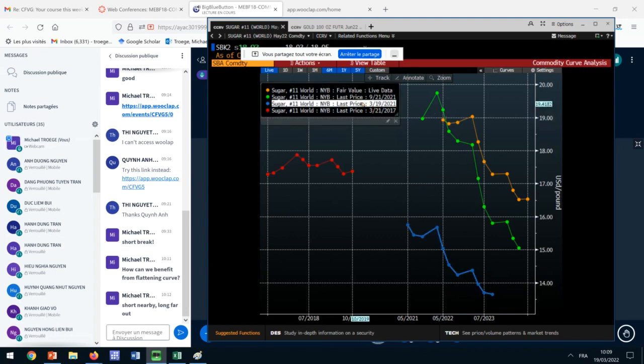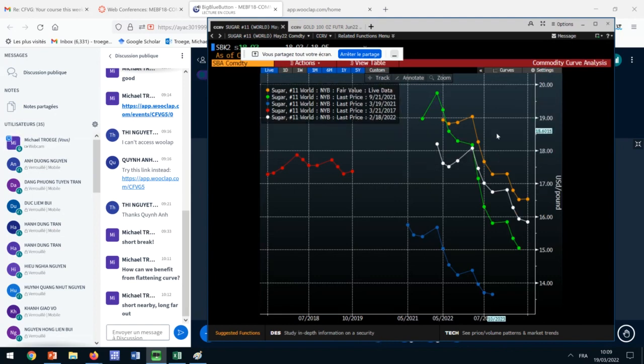Actually since last, no, this is 6 months ago. Let's do another one. Actually, the shape has already flattened a little bit. Now we want to place a bet on the shape going back there. So we have a short position here and we have a long position here.